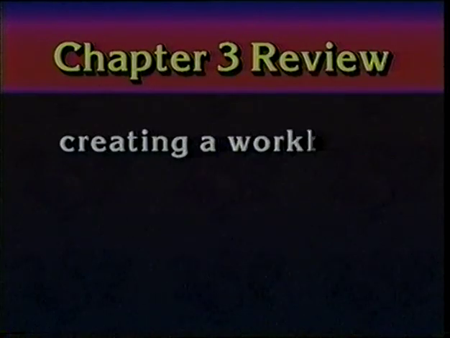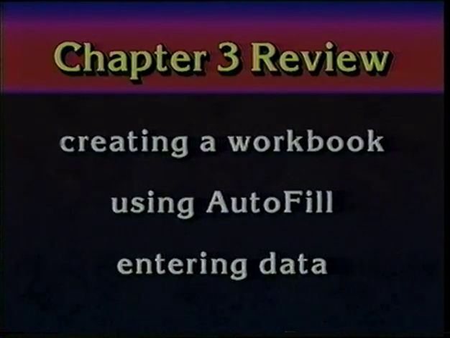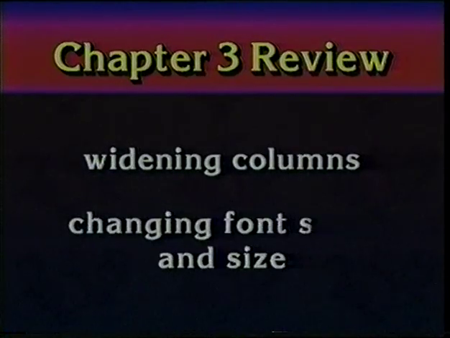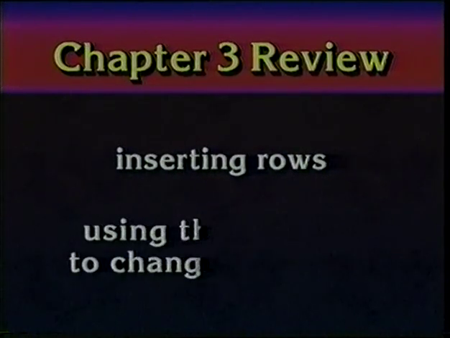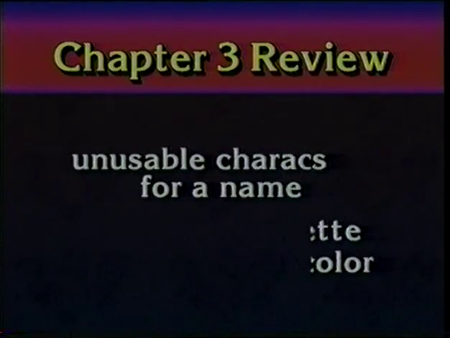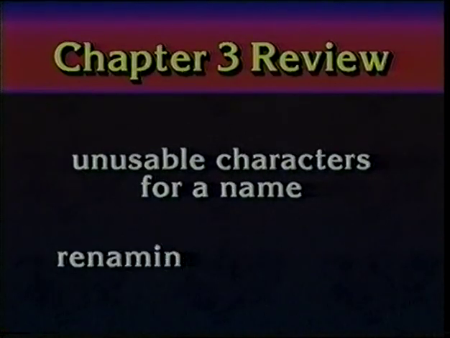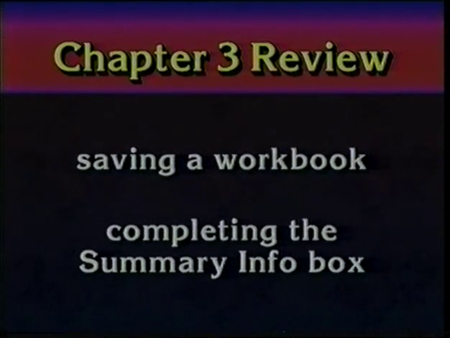Let's review what we've covered in this chapter. We created a workbook. We used autofill, then entered some text and numbers. We automatically widened columns to reflect the longest entries, and we changed the text font and the font size. We inserted 2 rows using the shortcut menu. We used the tear-off palette from the font color button to change a text color. We listed the characters that can't be used when a Sheet tab is renamed. Finally, we renamed the Sheet tab, saved the workbook, and completed the Summary Info dialog box.